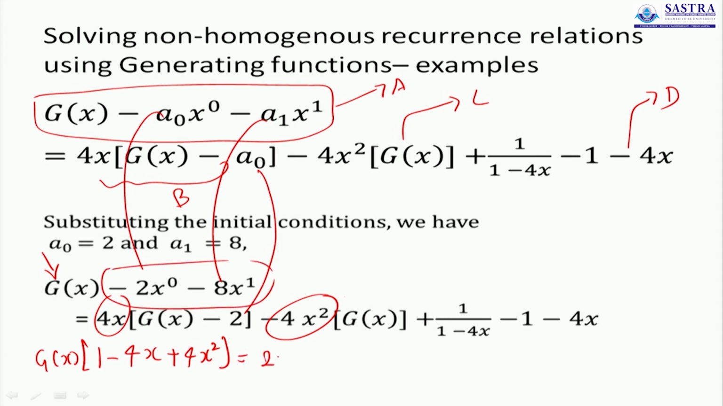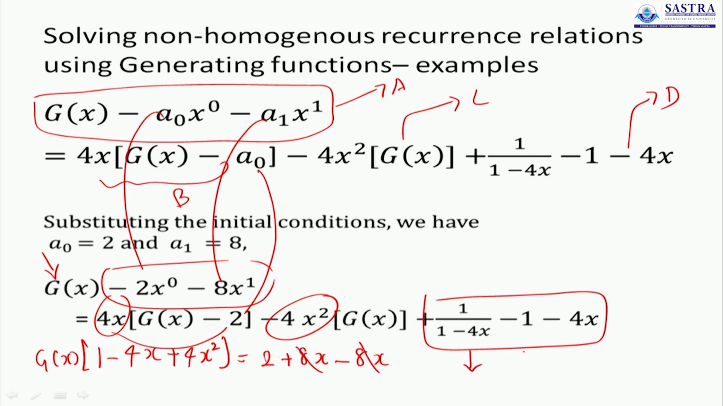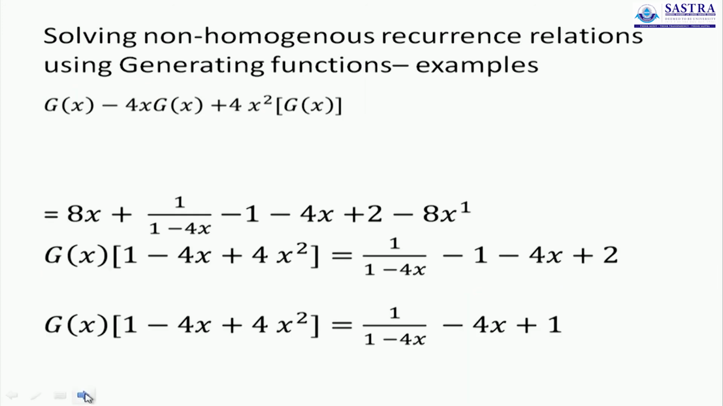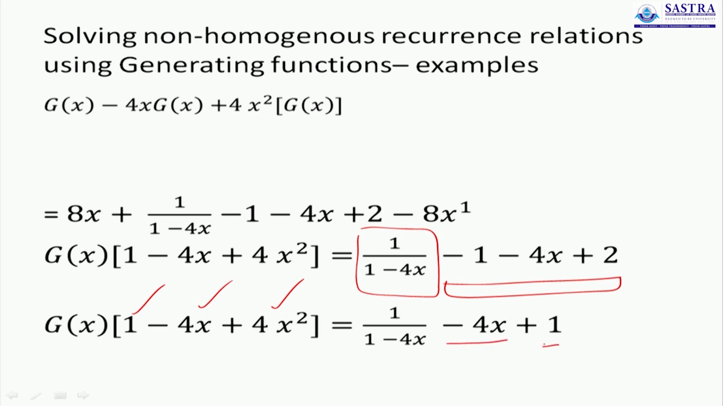So I will have a 2, I will have an 8x, these two together will give me a minus 8x, and I will have this summation as it is. I don't have to do any adjustments there. So I can just lose these two and retain these 3 terms. So when I simplify them, I am supposed to have this as the answer. So this is what we did in the last step of the previous slide. I will have g of x times 1 minus 4x plus 4x squared equaling the generating function minus 4x and plus 1.